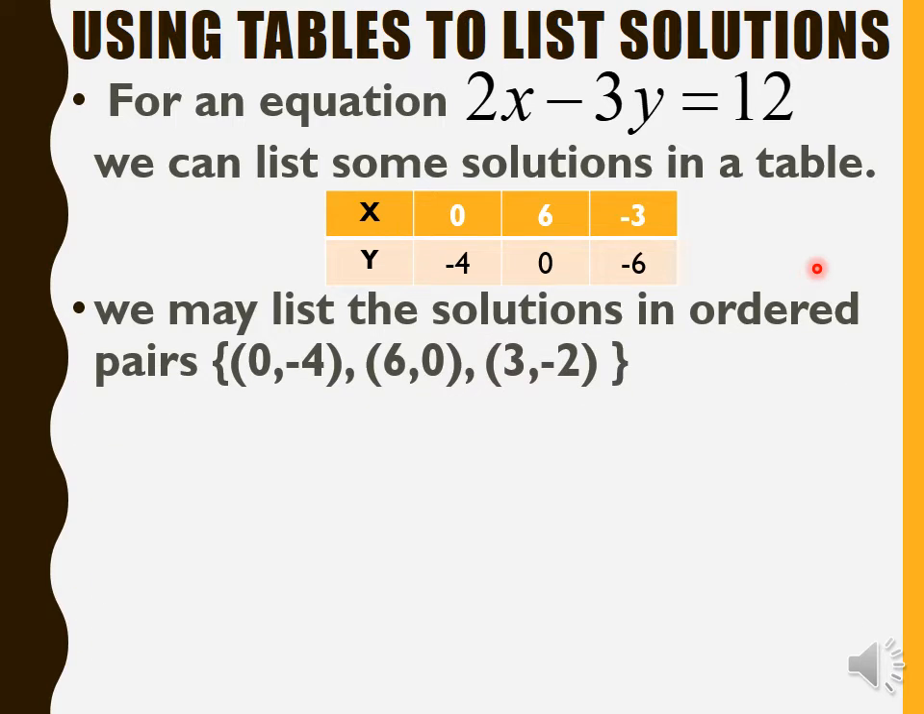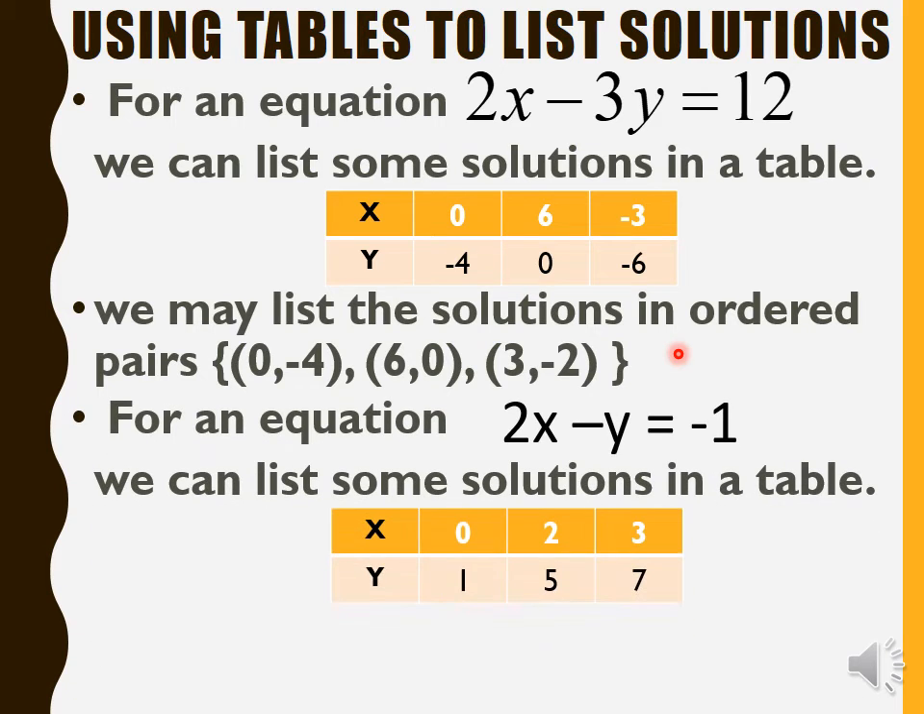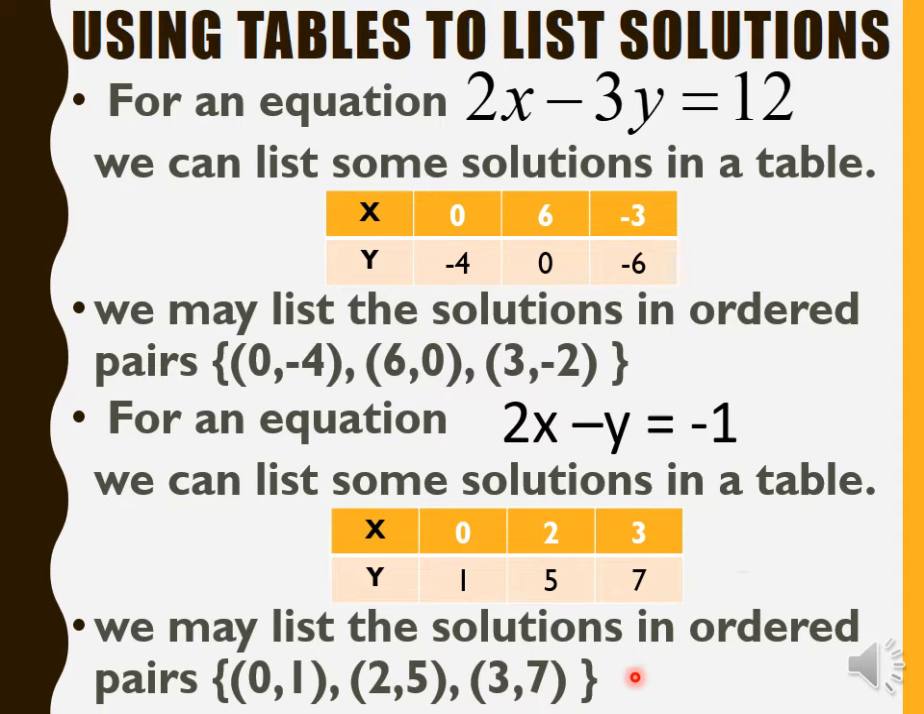After getting the solutions in tabular form, we can write them down in ordered pair form. So the coordinates of the solutions will be (0, -4), (6, 0) and (-3, -6). We can also take (3, -2) as another solution. We can take one more example as we are talking about pair of linear equations. Therefore, we are taking one more equation, 2x - y = -1. And we can list down the solutions like this as (0, 1), (2, 5) and (3, 7), and mark them as ordered pairs in the coordinate form.